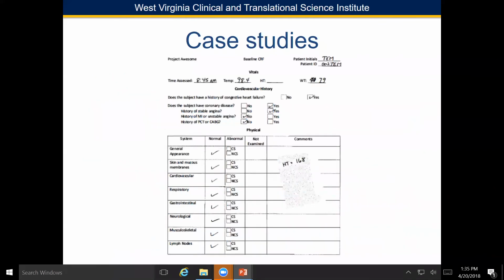So this is just a second example or case study that we can look at. This is an example case report form that I came up with for my project. Awesome. And I want you to let me know if you see anything that's not appropriate based on what we've discussed today.